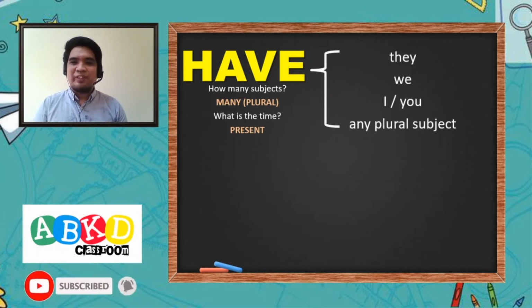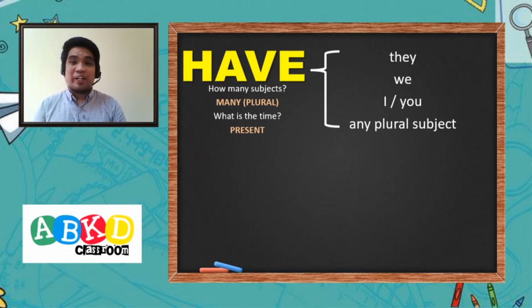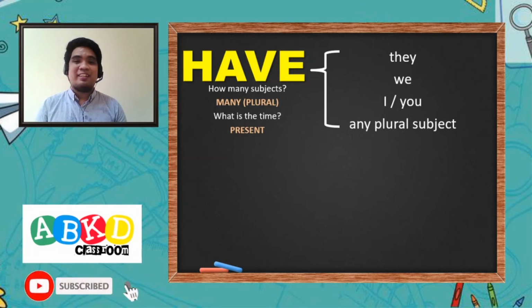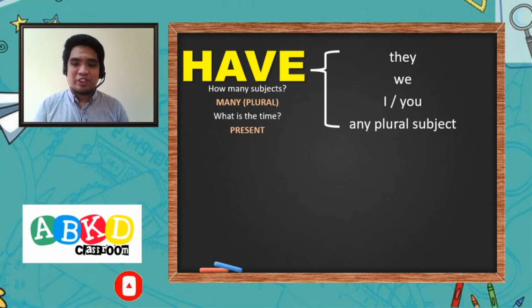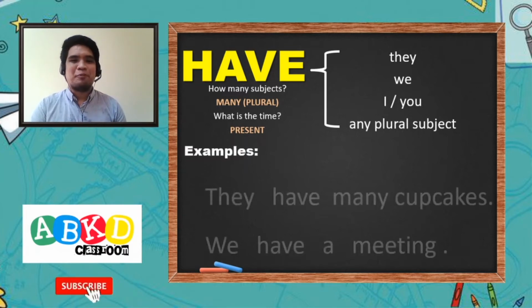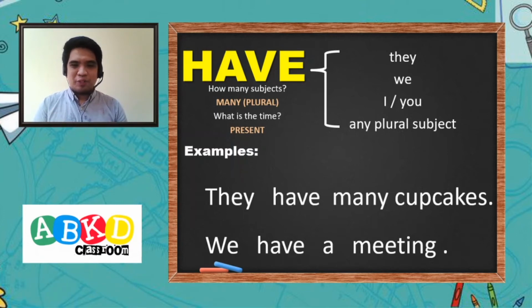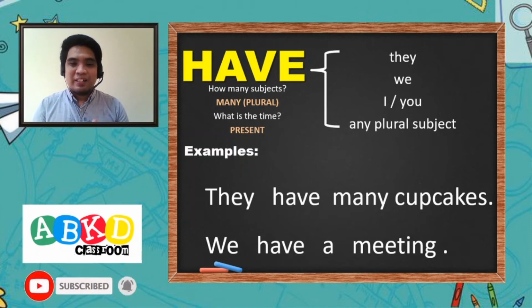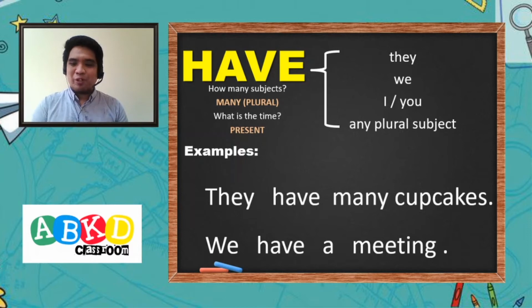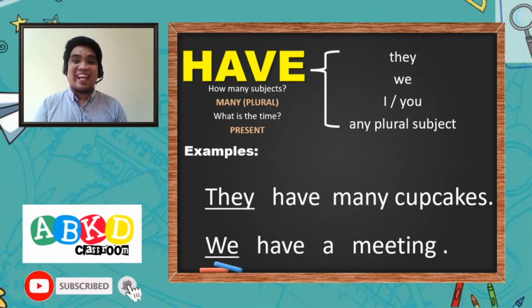So, we have the word they, we, I and you, or any word na pwede nating gamitin as long as plural yung subject or plural siya. So let's have an example. They have many cupcakes and we have a meeting. So as you observe in our sentences, we used the transitive verb have. Okay? So our subjects are they and we.